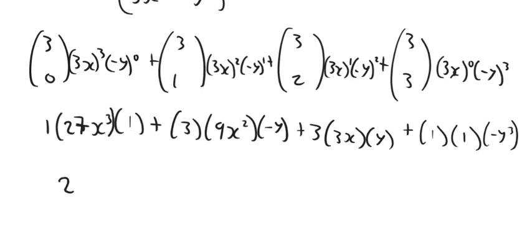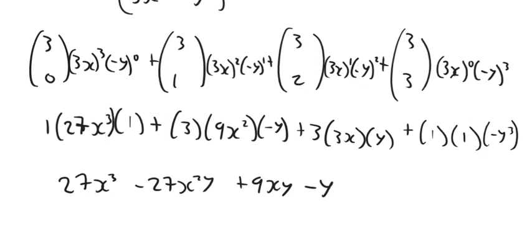So 27x cubed minus 27x squared y plus 9xy minus y cubed. So that's the way it should look. Yep, so that's it.